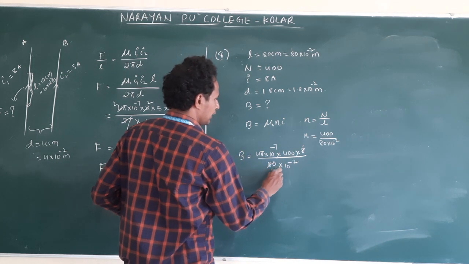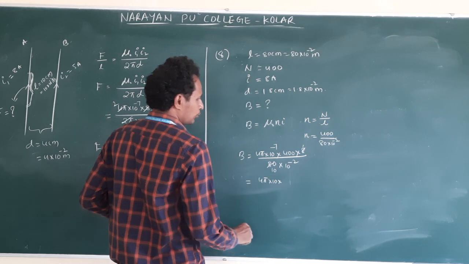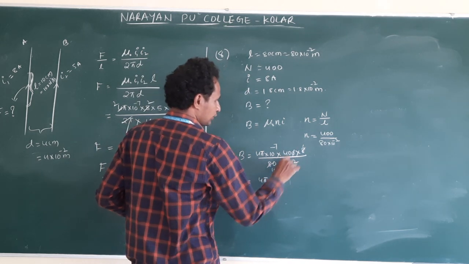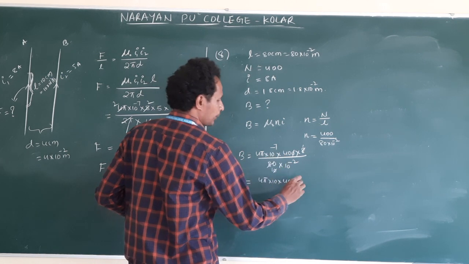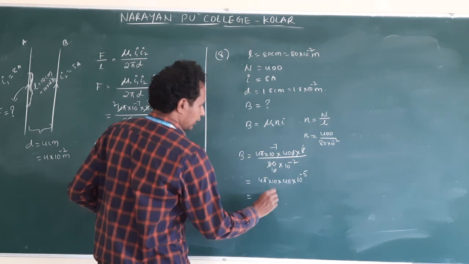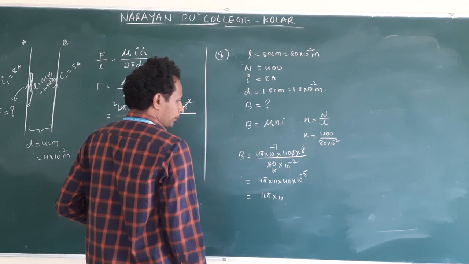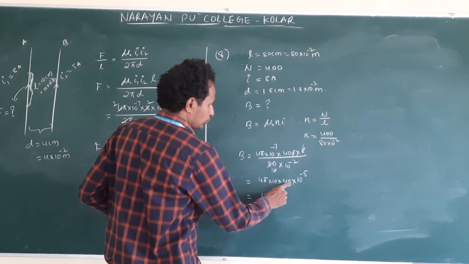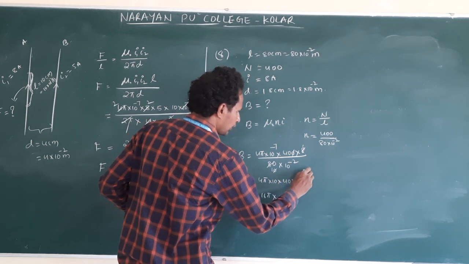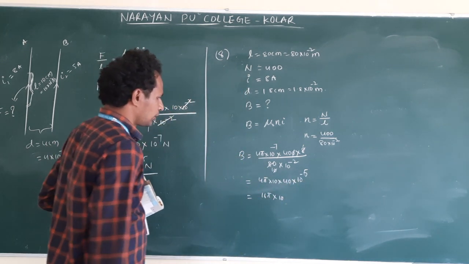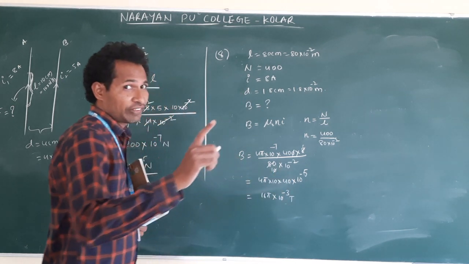8 ones, 8 tens. So 4 pi into 10, the 10s cancel. 40 into 10 power minus 2 goes up, it is 10 power minus 5. Or we can write this as 16 pi into 10 power, minus 2 goes up, it is plus, then no problem, it is minus 5 over here. Now this is 16 pi into 10 power minus 3 Tesla. This is only for a single coil.